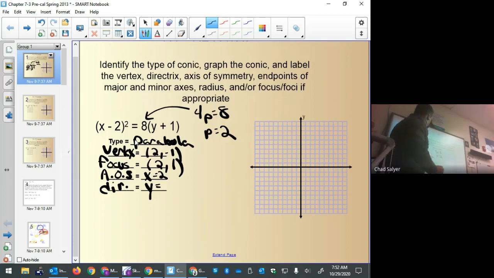And in this case, it is equidistant from the vertex as the focus. In other words, we add P to get the focus. We'll subtract P to get the directrix. So -1 - 2, -3.